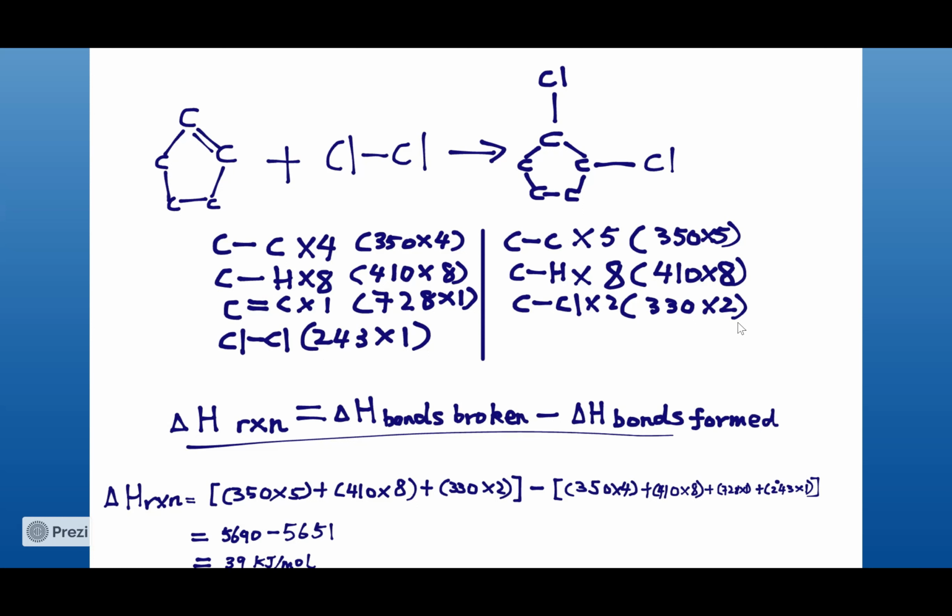Now we're moving on to the right side, where we apply the halogenation rules. We get C bonded with C, single bond. How many pairs are there? There are 5 pairs. So 350 multiplied by 5. There's also C bonded with an H. How many pairs are there? 1, 2, 3, 4, 5, 6, 7, and 8. There are 8 pairs. So 410 multiplied by 8. Lastly, we have C bonded with a Cl. How many are there? Only 2 pairs. So there are 330 multiplied by 2.